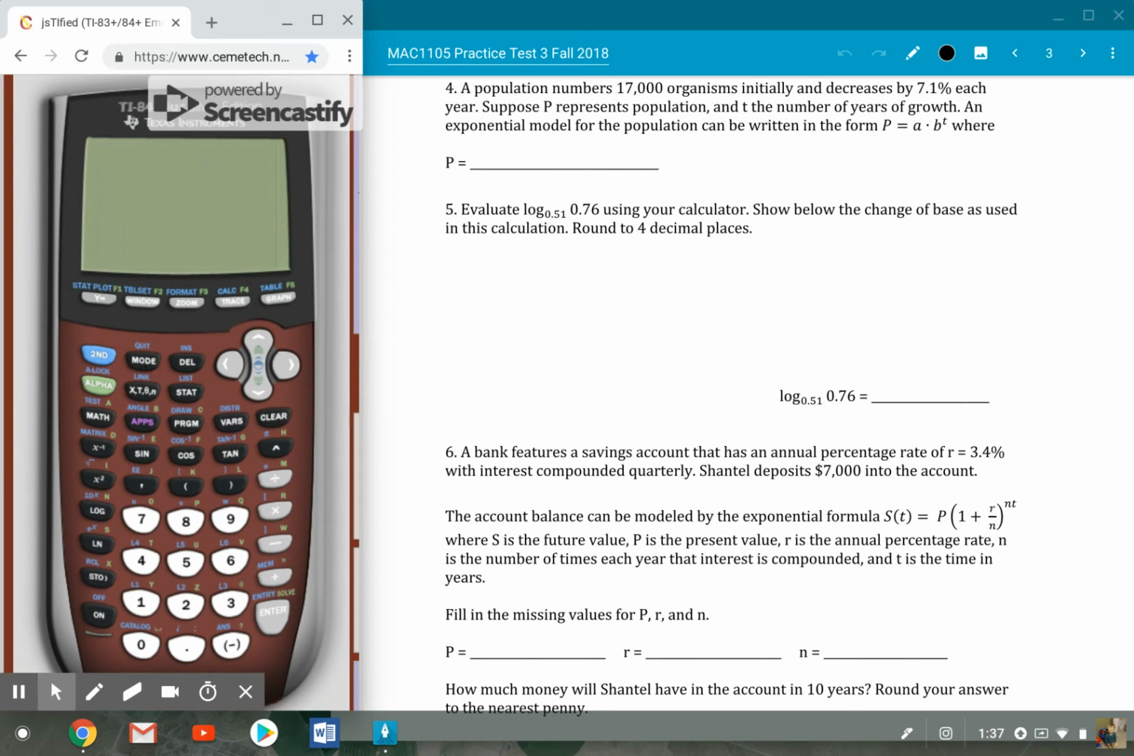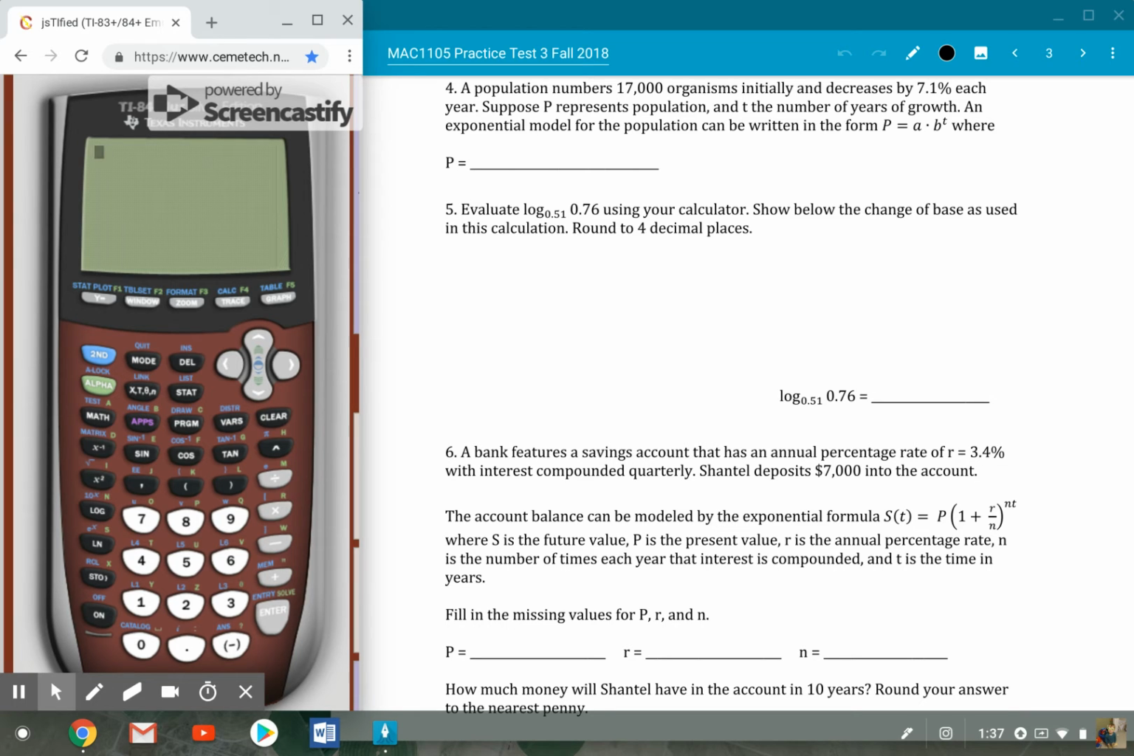Number 4 says a population numbers 17,000 organisms initially and decreases by 7.1% each year. Suppose P represents the population and T is the number of years of growth. An exponential model for the population can be written in this form: P equals A times B to the T, where P is equal to what?